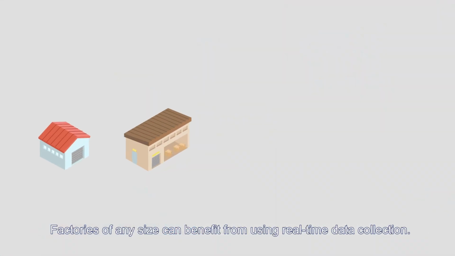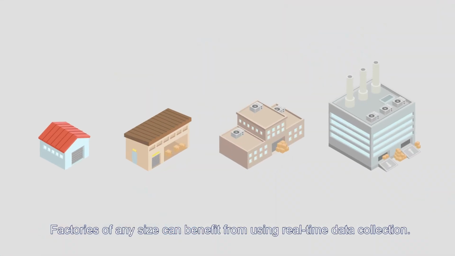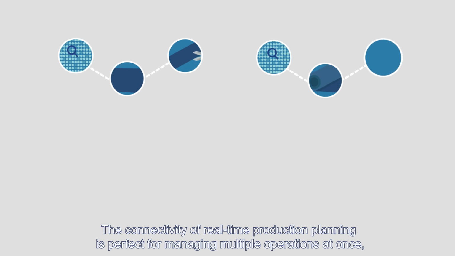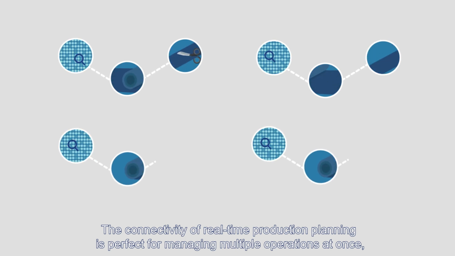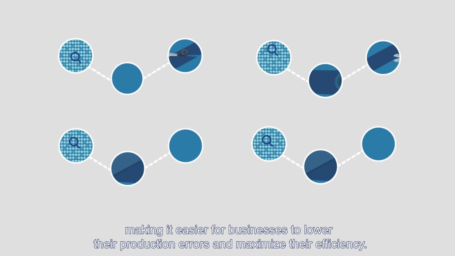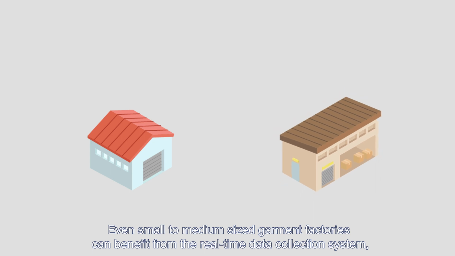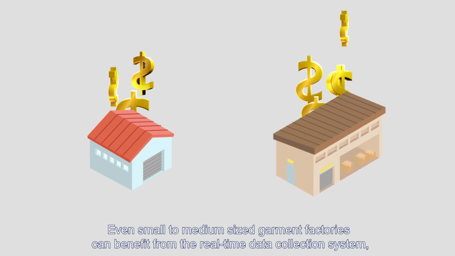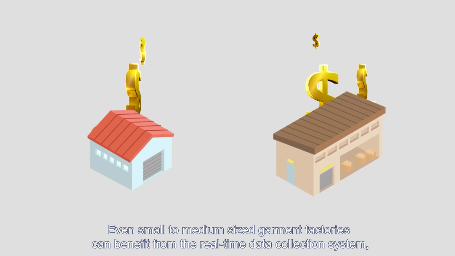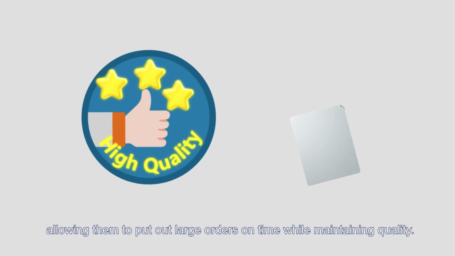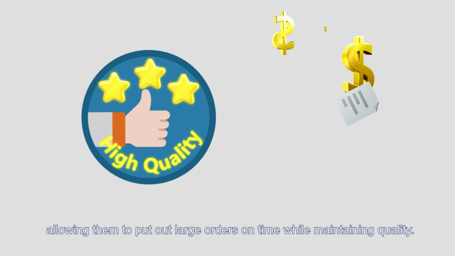Factories of any size can benefit from using real-time data collection. The connectivity of real-time production planning is perfect for managing multiple operations at once, making it easier for businesses to lower their production errors and maximize their efficiency. Even small to medium-sized garment factories can benefit from the real-time data collection system, allowing them to put out large orders on time while maintaining quality.